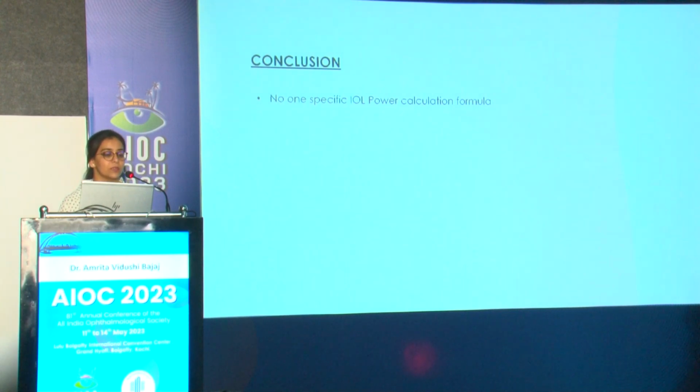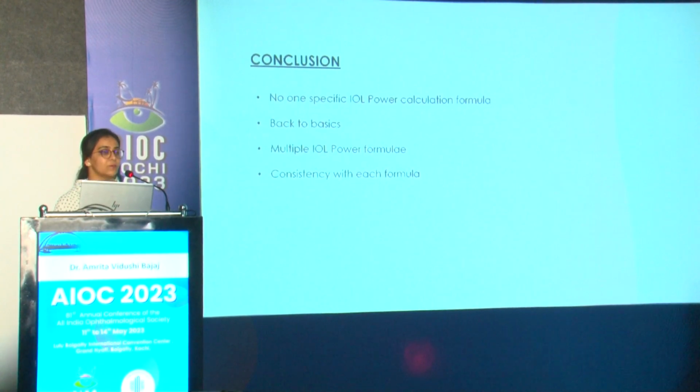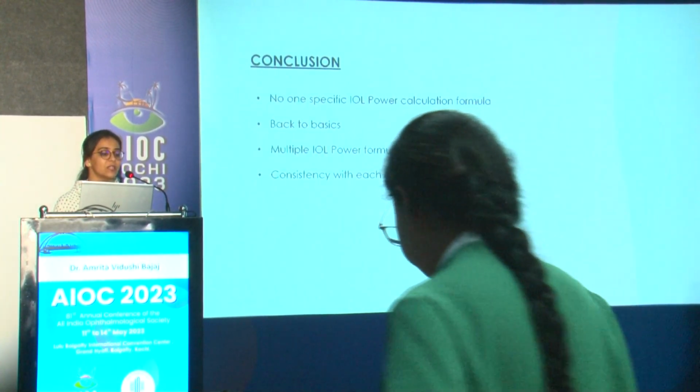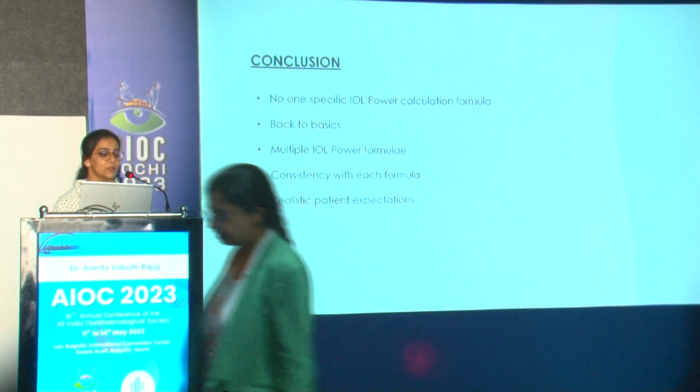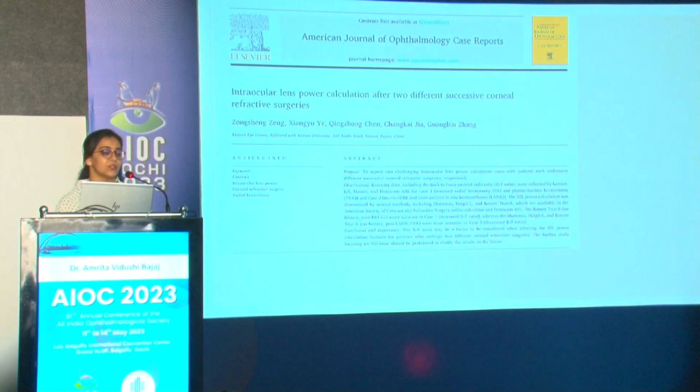So we are supposed to come up with a conclusion for this, that what exactly are we supposed to plan for such patients. So we have to go back to the basics, find out the IOL power measurements, go with multiple IOL power calculation formulas, and we have to look into the consistency with each formula. And obviously these patients are post-refractive surgery, so expectation level is very high. They have to be realistic expectations.